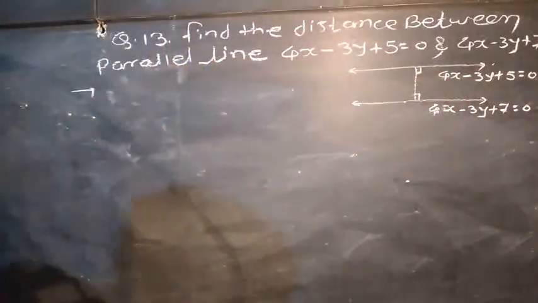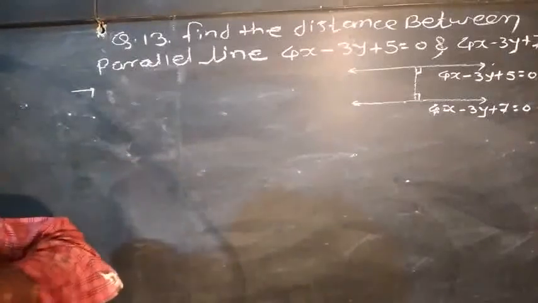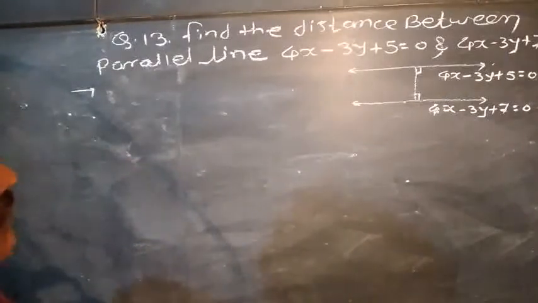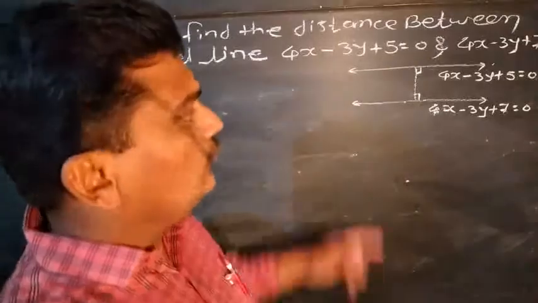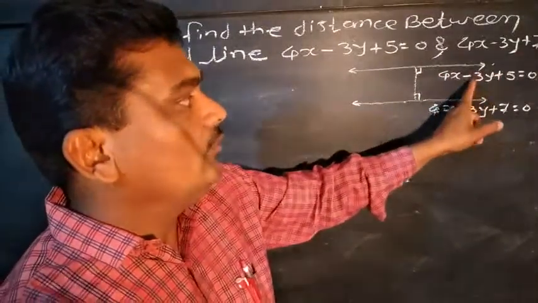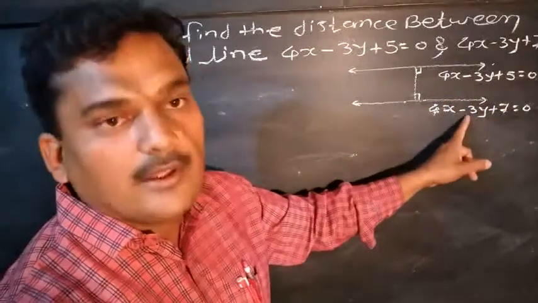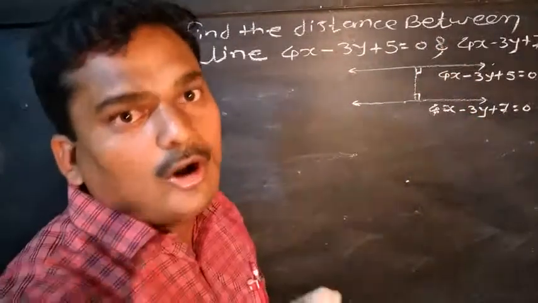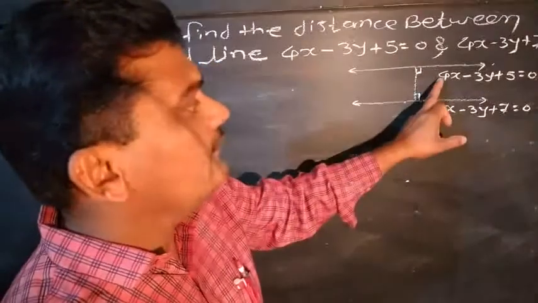This distance is perpendicular to the first line and the second line. We know the two lines are parallel. Then the x coefficient and y coefficient are equal, or a multiple of this number.